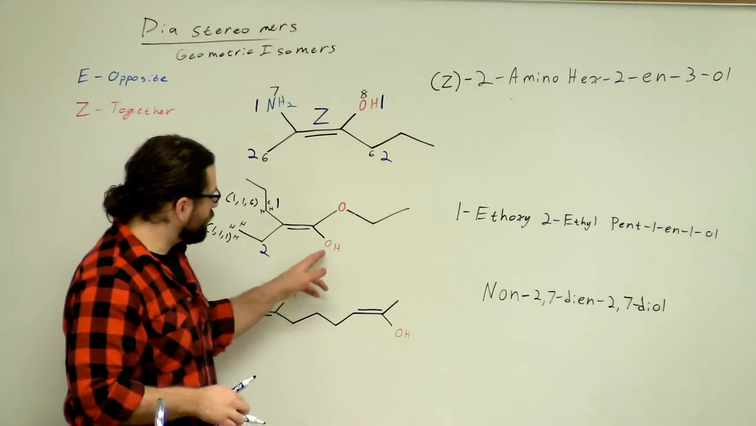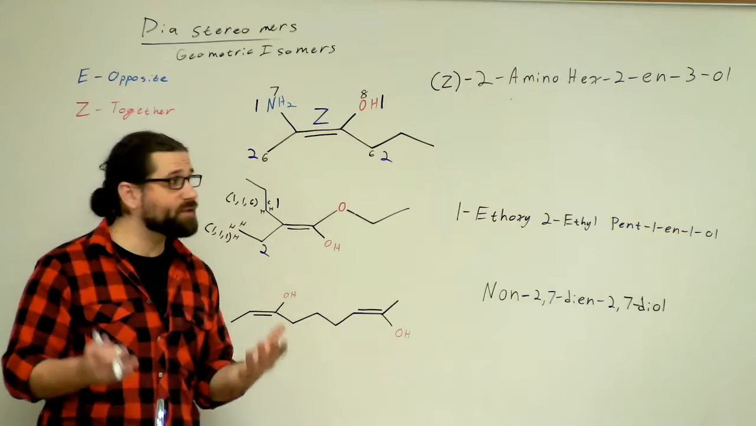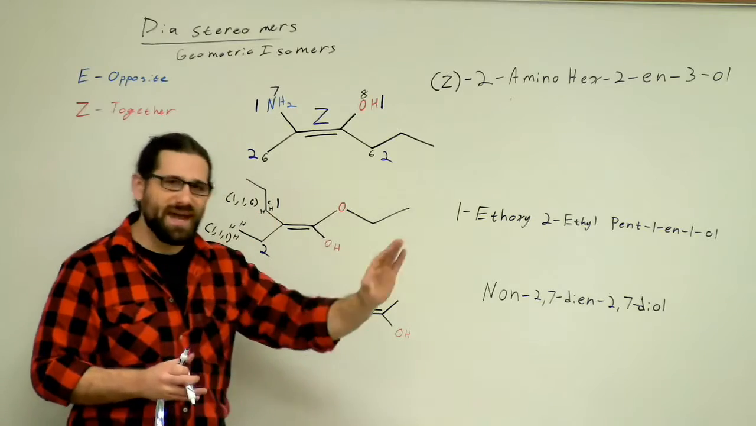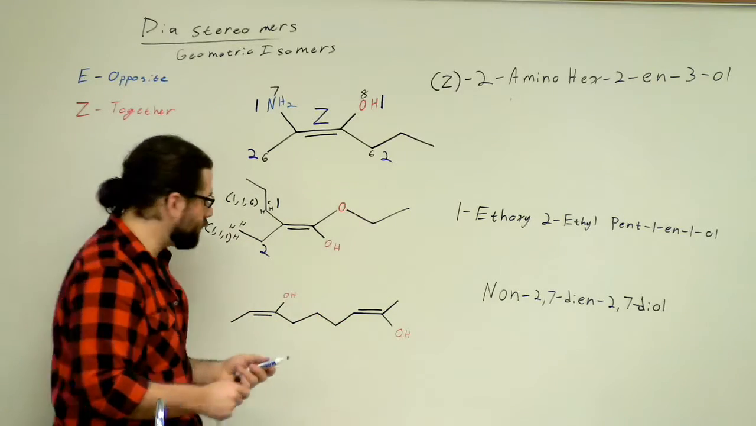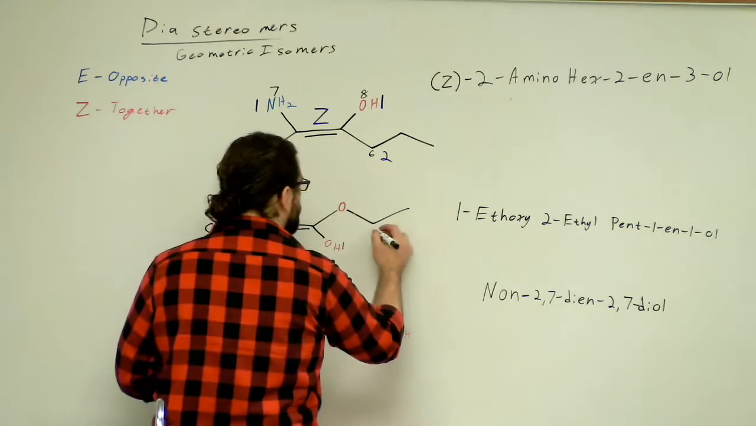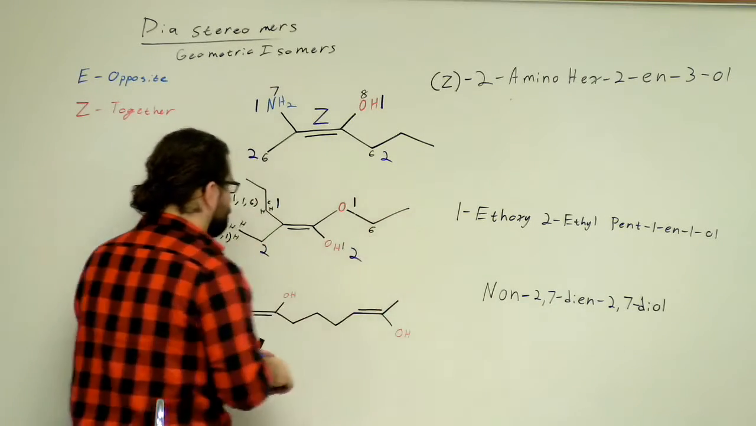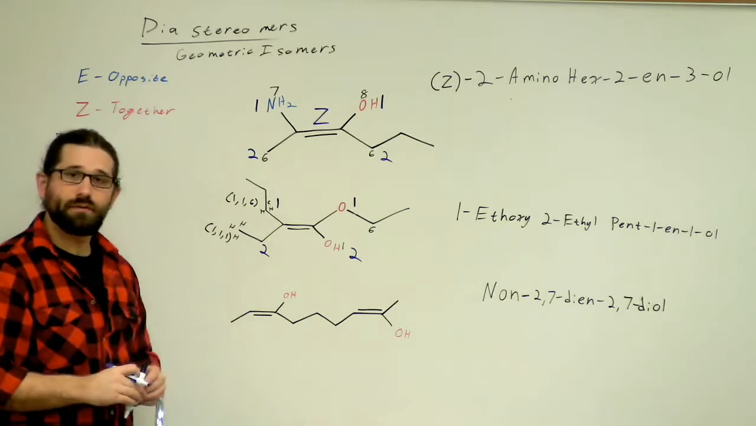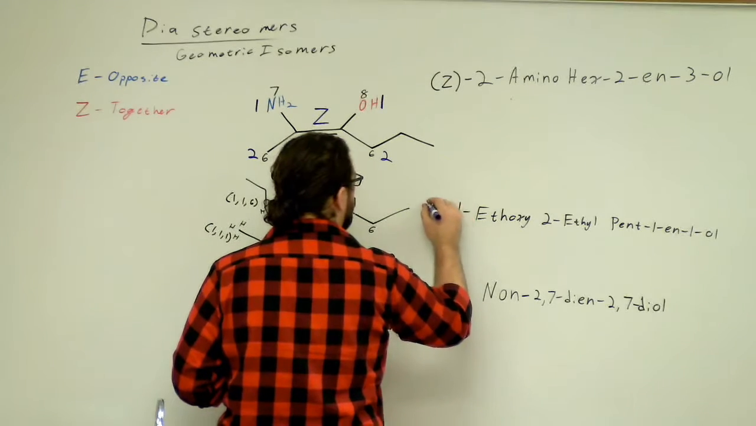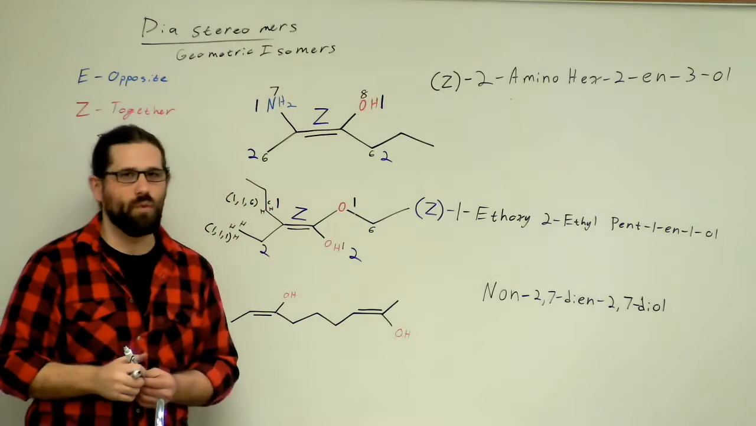Next one. On this side, I also have that same phenomenon going on. My first connection is an oxygen. Both the oxygens have an atomic number of 8. It doesn't really help me. So I need to look at what the oxygen is connected to. This oxygen is connected to a hydrogen, which has an atomic number of 1. This oxygen is connected to a carbon, which has an atomic number of 6. 6 beats 1. So I am 1, 2. So my 1s are on the same side. This is, once again, zusammen. This would be Z-1-ethoxy-2-ethylpent-1-en-1-ol.